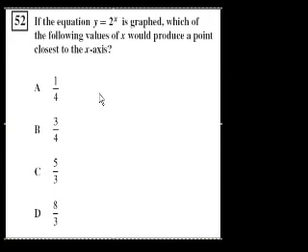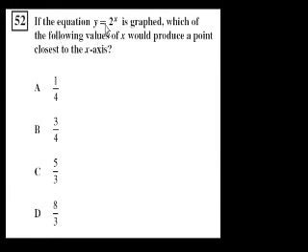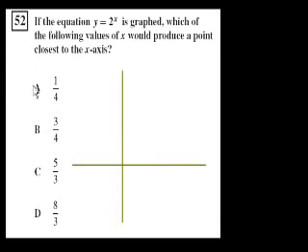Next question. And I'll write the whole thing here. If the equation y equals 2 to the x is graphed, which of the following values of x would produce a point closest to the x-axis? So if you think about it, let's just think about how that graph would even look. Let me draw it here, actually. I'll draw it in a darker color, and I can do it right on top of the white. So let's just get an intuition of how that looks.